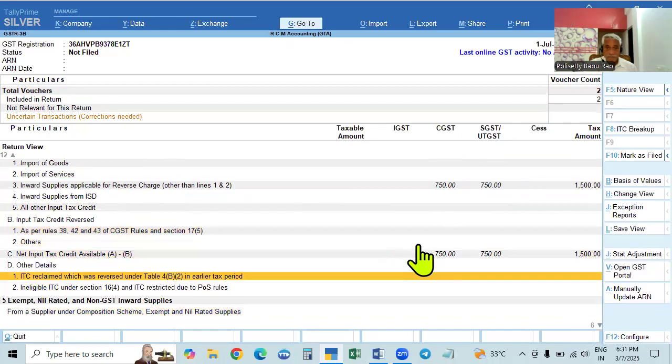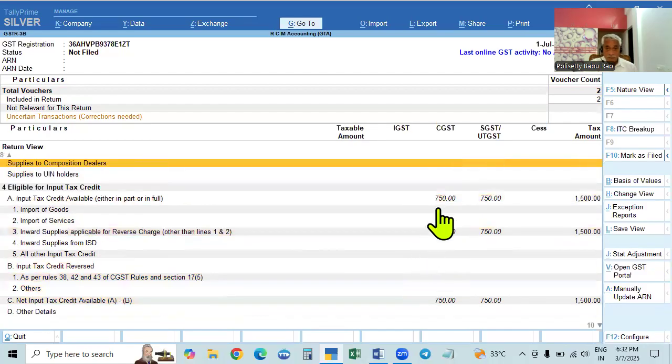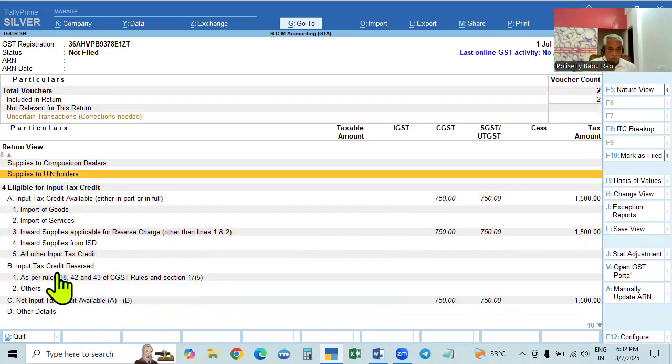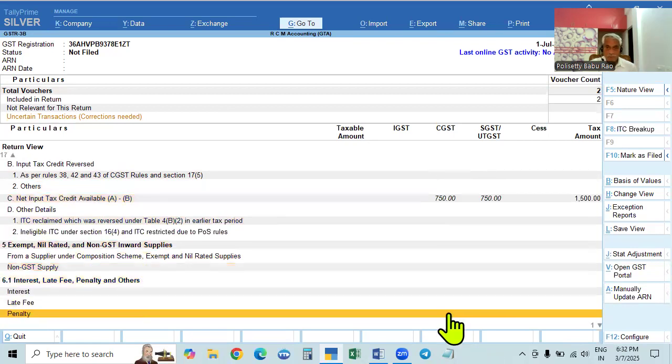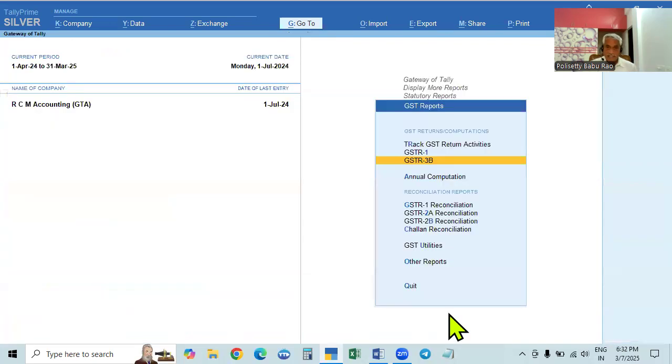Okay. And then from this available ITC, there is no reversal. So that is why it is the net amount. If there is a reversal of 100 rupees, the net amount will be 650, 750 minus 100. Now no reversal, so 750 is the amount you have to pay. So this is the second one.